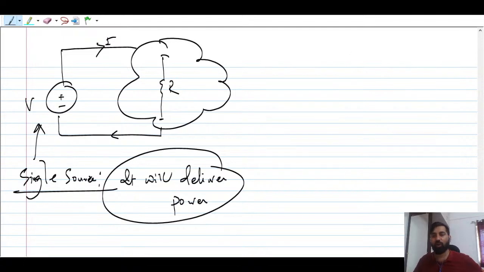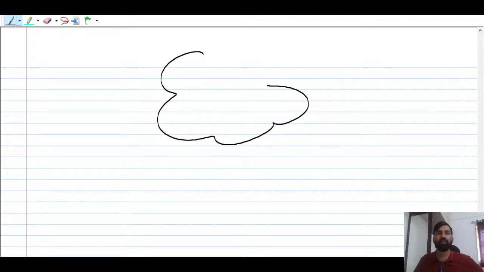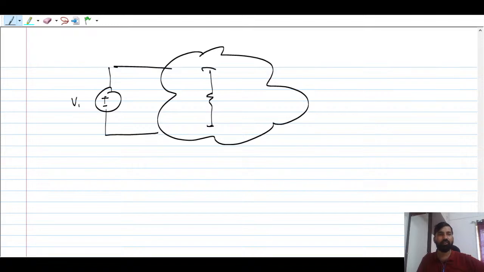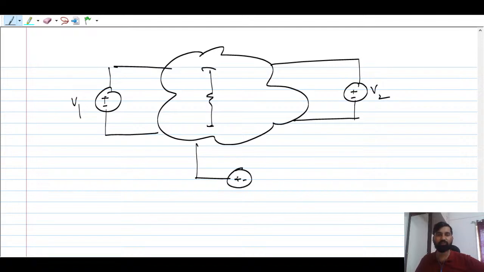But suppose you have got the next situation. Suppose this is a black box containing only resistors, but there are multiple sources. You can say one source is V1, one source is V2, and one source is here. There are multiple sources, not a single source, understood? So some source could be absorbing power, that is also very important. Now you can't decide that only delivery will be there. Some source could be absorbing power, right?